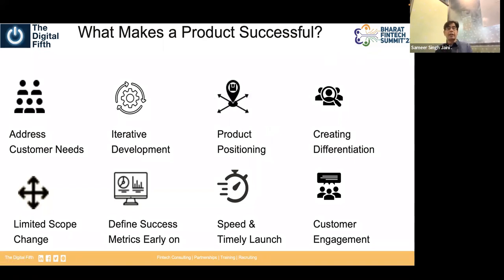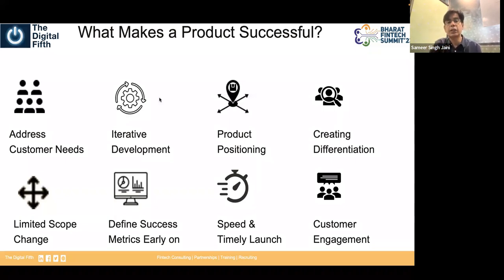Right now we are working on one of the largest initiatives on the retail side and one of the largest initiatives on the MSME side. In both places, our focus has been and will remain to ensure that it's iteratively done. We do something, validate, come back, we do something, validate, and keep scaling from there.